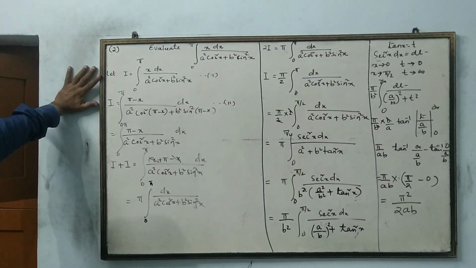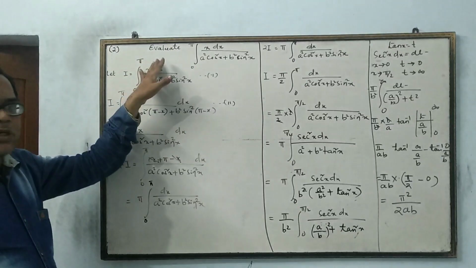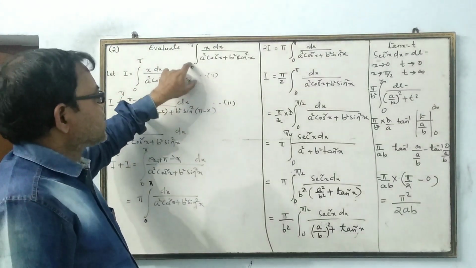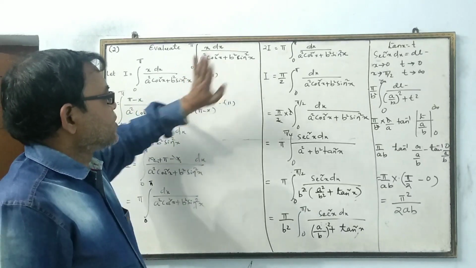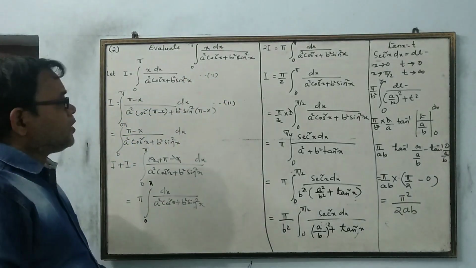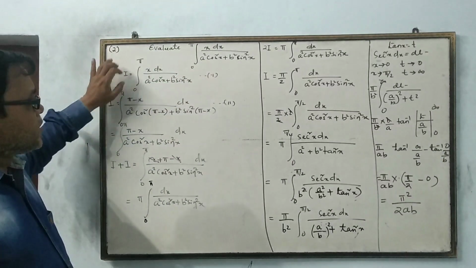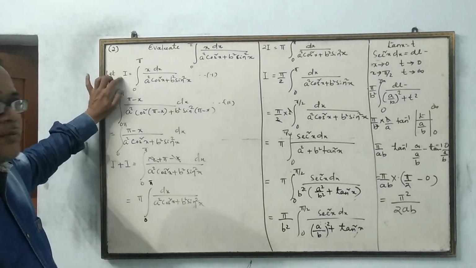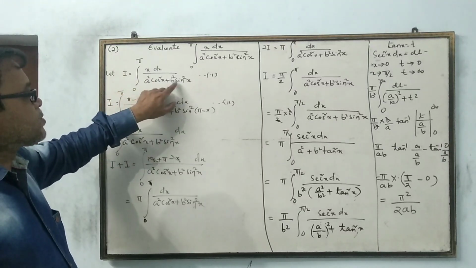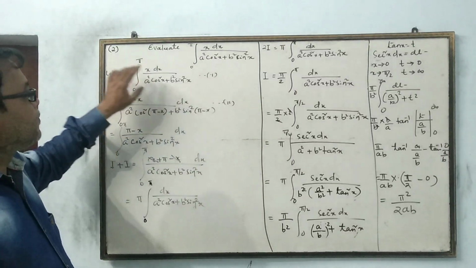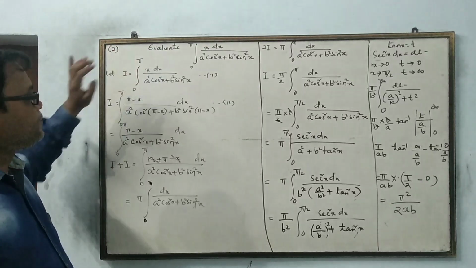Next question. Question number 2. Evaluate the integral from 0 to pi of x dx by a square cos square x plus b square sin square x. In this question, we have to start by taking I as the integral of x dx by a square cos square x plus b square sin square x. We have taken this one I.